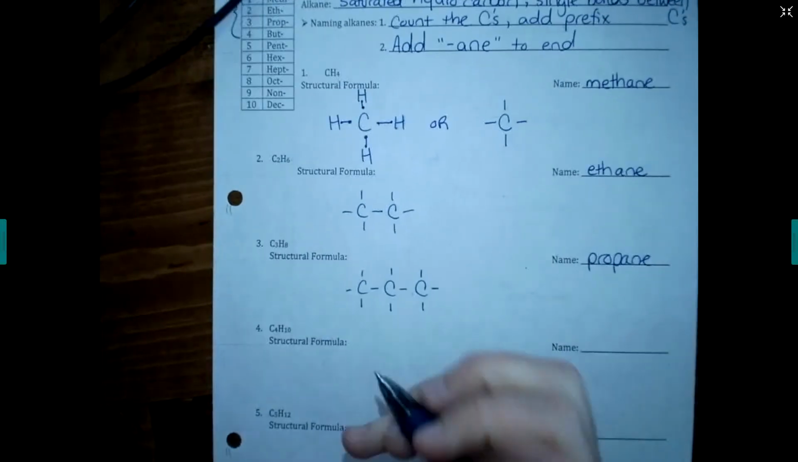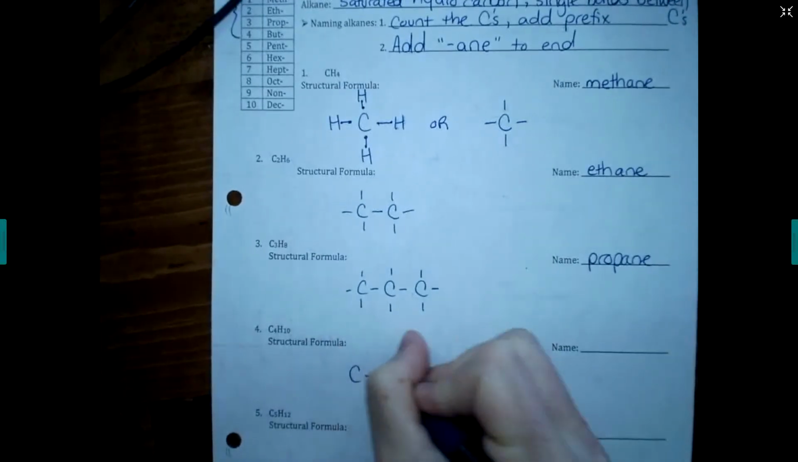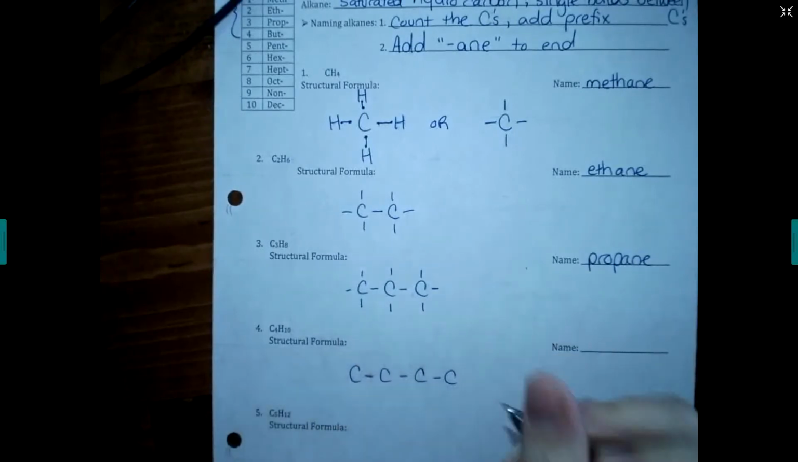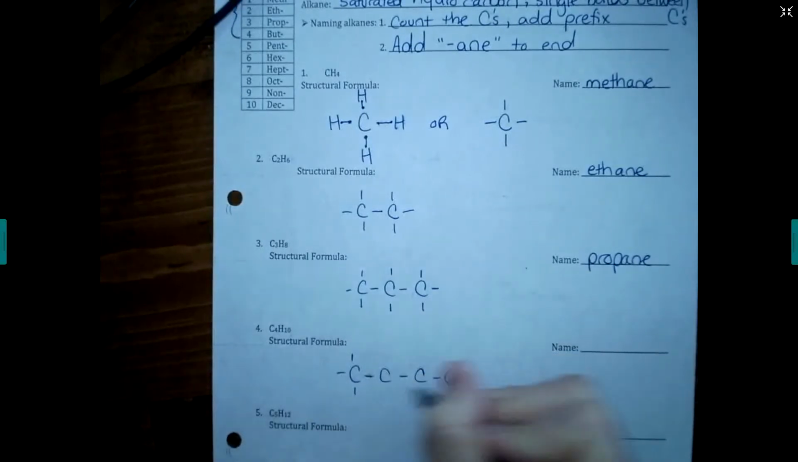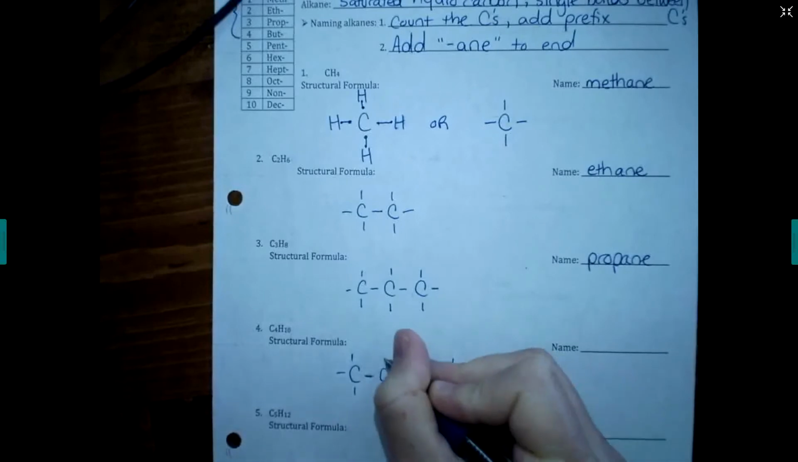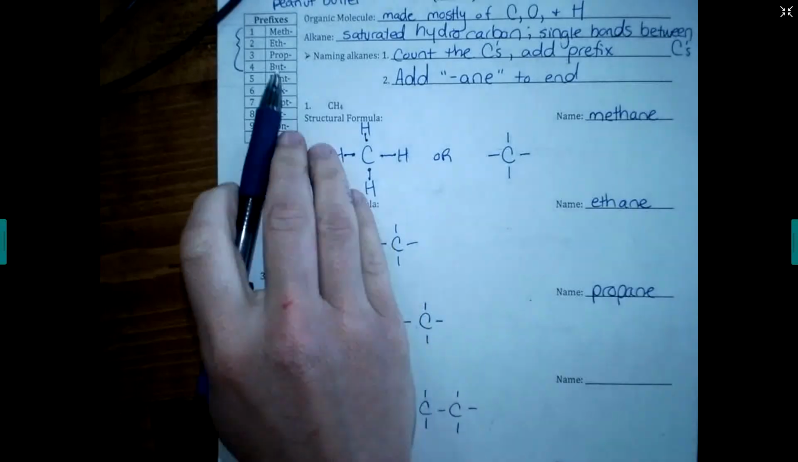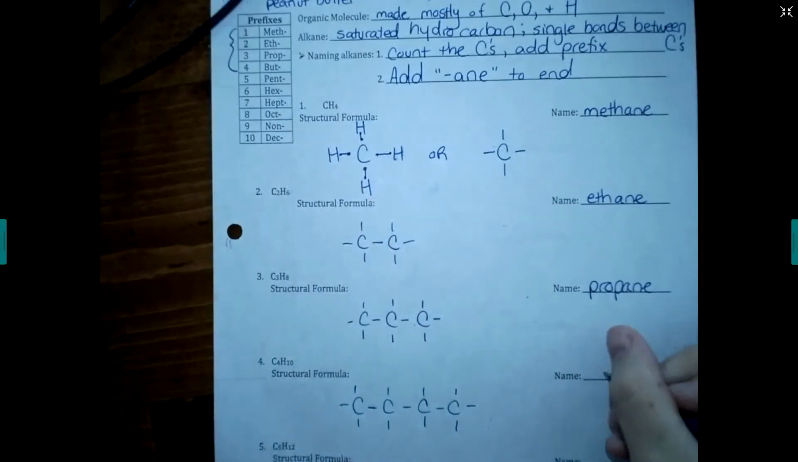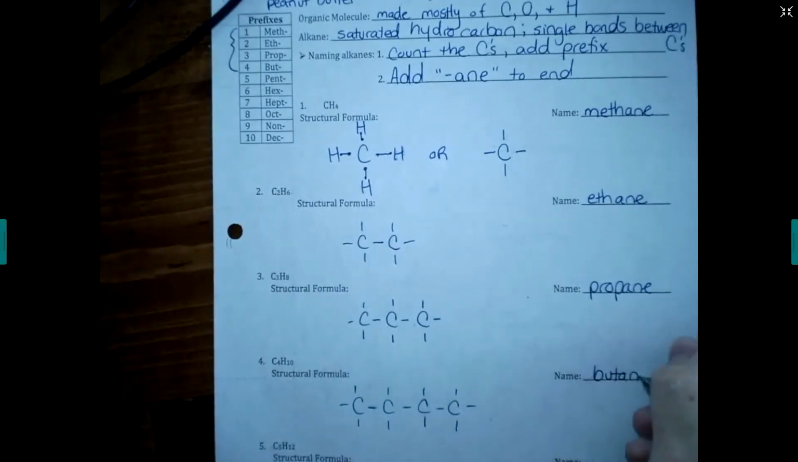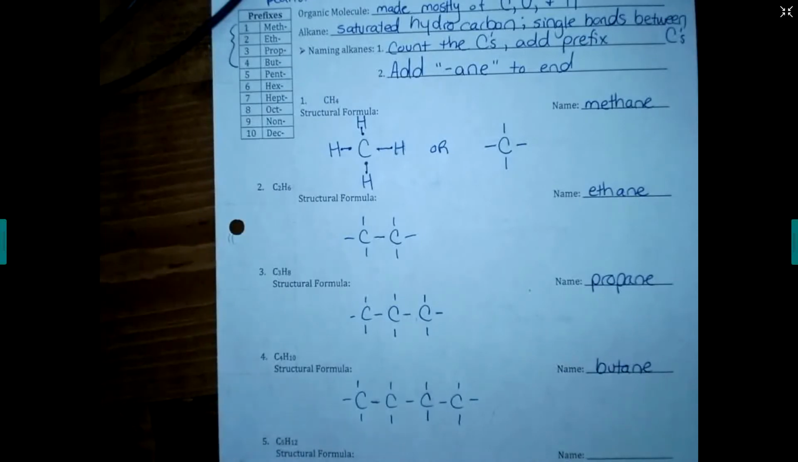All right, number 4, 4 carbons in a chain. Again, these carbons on the end have 3 hydrogens. The carbons in the middle only have 2, but that's a total of 1, 2, 3, 4, 5, 6, 7, 8, 9, 10 hydrogens. And the prefix for 4 carbons is but, butane. Butane is the type of gas that's in cigarette lighters.